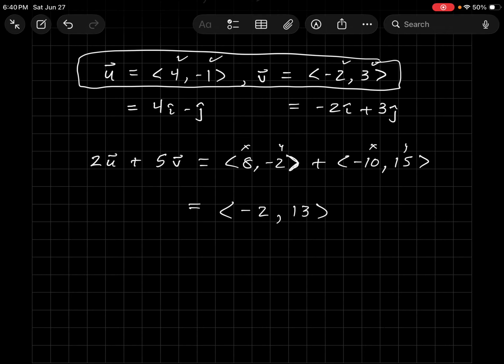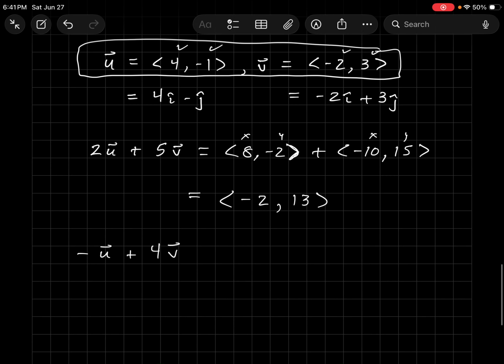Let me do one more example here. Let's do negative u plus 4v. Same u and v as above. I'm going to do this quickly. Negative u is what? Well, it's negative 4 comma positive 1. 4v is going to be negative 8 comma 12. Now we add like things together. Negative 4 plus negative 8, comma, 1 plus 12, 13. And that's how we handle vectors algebraically.